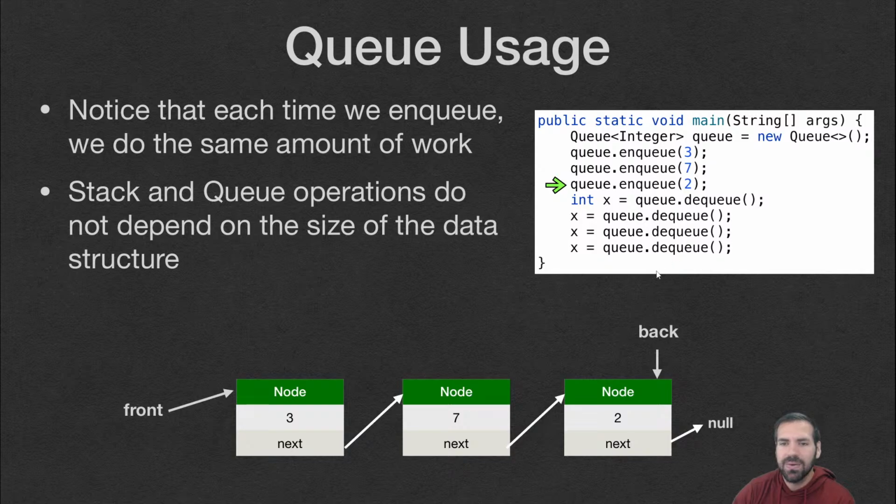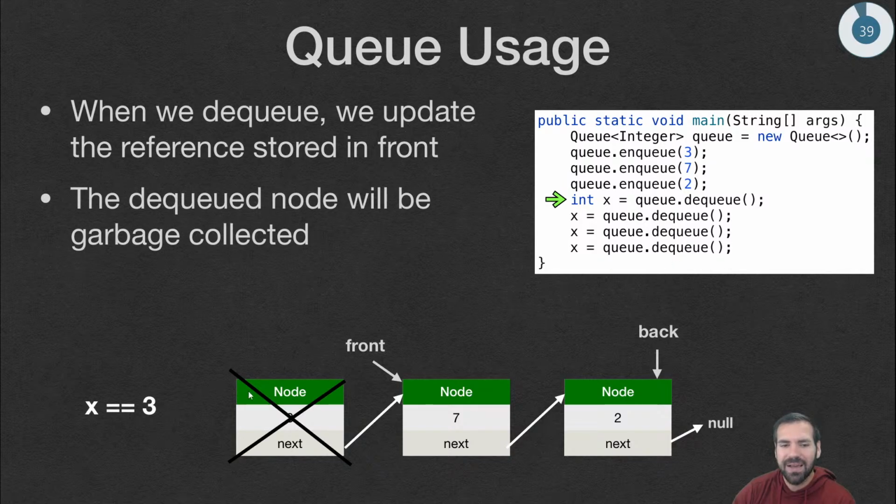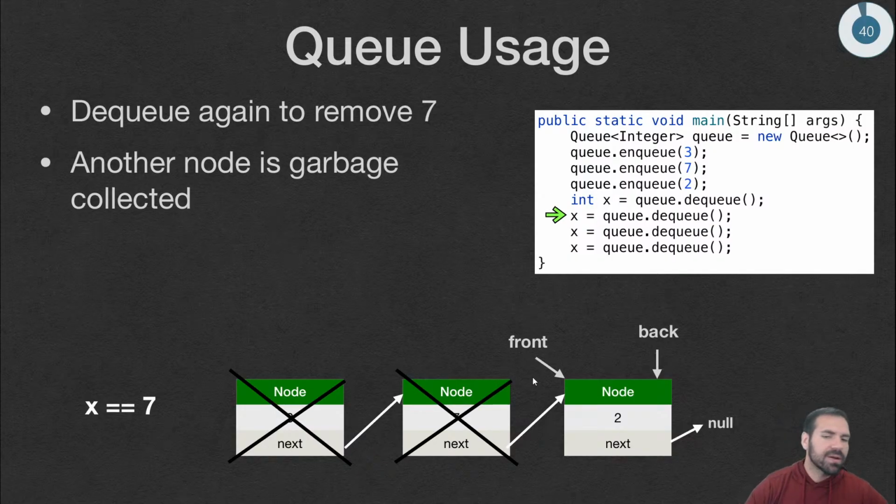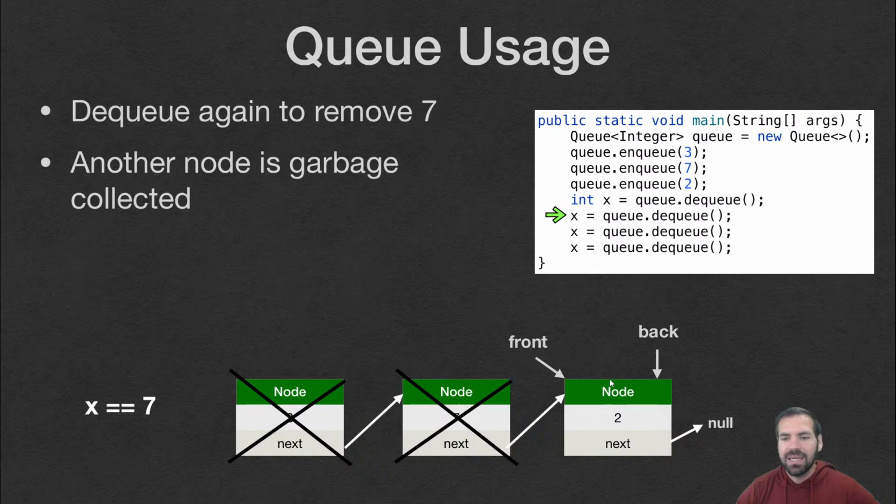We're going to enqueue 2, update back to a reference to this new node we created. And a dequeue, x is going to get that value 3, and front advances to this node. It's equal to the old front dot get next value. So we update the next, remove this node, it's garbage collected. Dequeue again, front goes to the next node, and x gets that value 7.